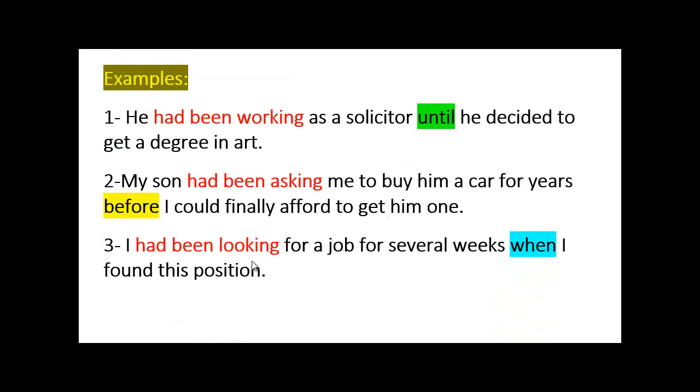As another example, I had been looking for a job for several weeks when I found this position here. Had been looking, okay, for a job, and then we can see that when is being used, okay, as a conjunction. In the other example here, my son had been asking me to buy him a car for years before I could finally afford to get him one. So we're using until and before and when as conjunctions in these sentences.